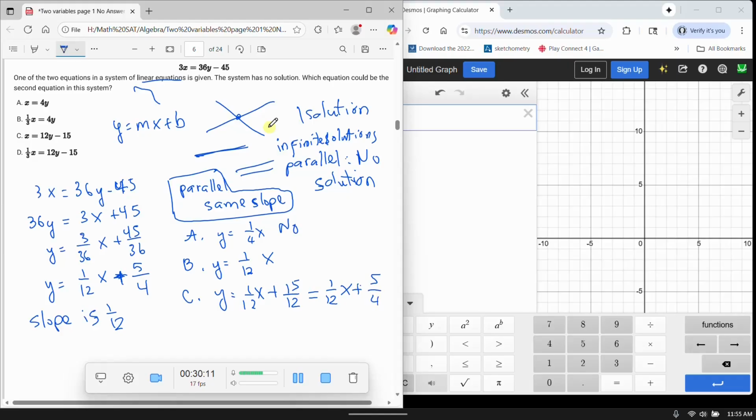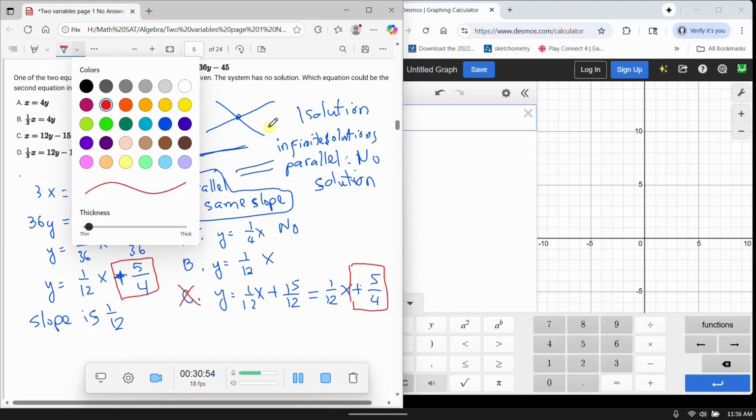So look at the answer C, choice C. They have the same slope. But what happened? The y-intercept is exactly the same. The 5 over 4. This is the y-intercept we're talking about. This is the y-intercept. And the entire equation is exactly the same. So when they're exactly the same, what happens to the graph? They are overlapping. That means they have infinitely many solutions. So we cannot choose choice A, and we cannot choose C.